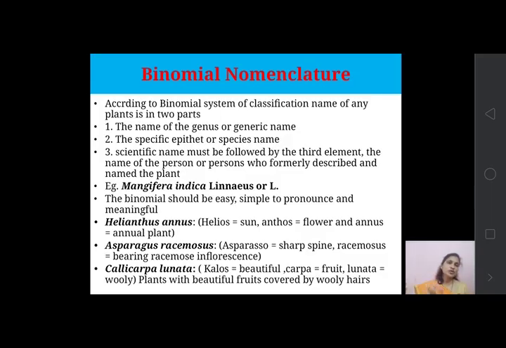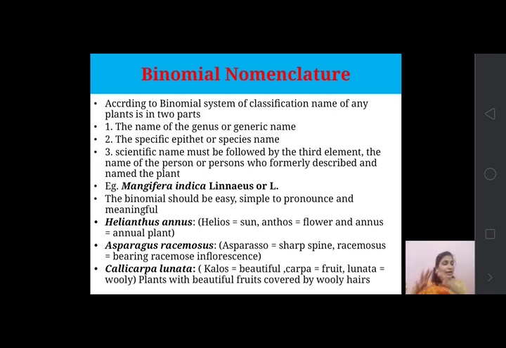He is a Swedish botanist. According to this binomial nomenclature system, the classification name of any plant is in two parts. The first one is the genus name or the generic name, and the second name is the specific epithet or the species name. The first name is always a genus or generic name, and the second name is always a species name. So every plant has two names, that is, generic and species name.